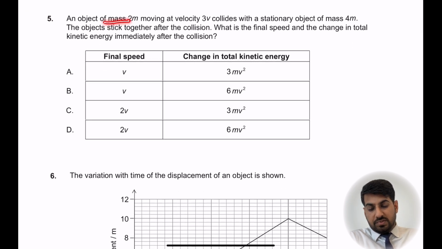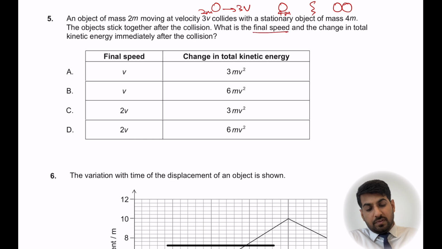Question number 5. An object of mass 2m moving with a velocity 3v collides with a stationary object of mass 4m. So the best way is, this is 2m moving with 3v colliding with 4m. This is before collision. The objects stick together. After the collision, what is the final speed and the change in total kinetic energy?